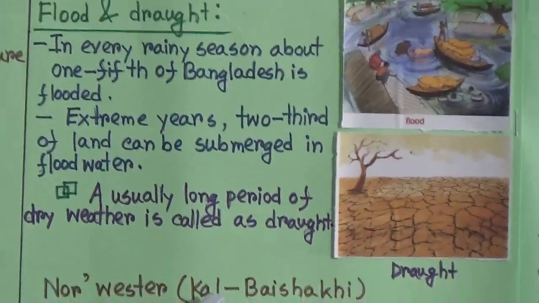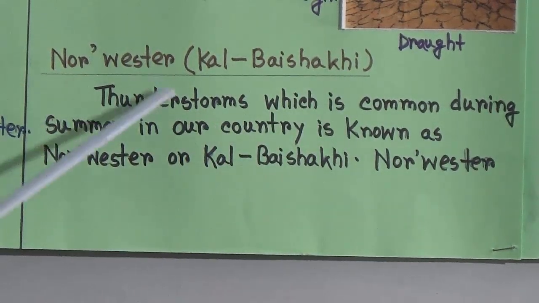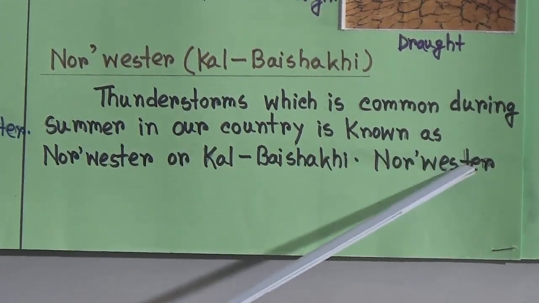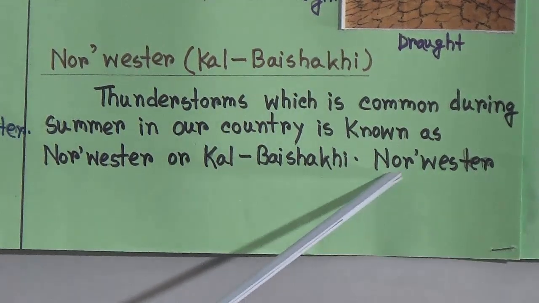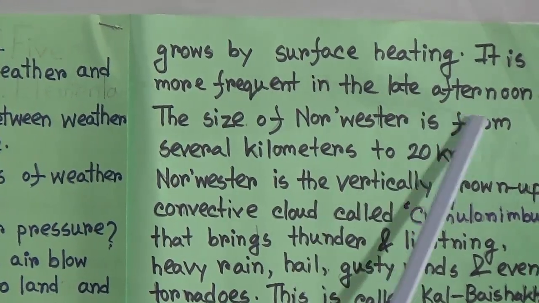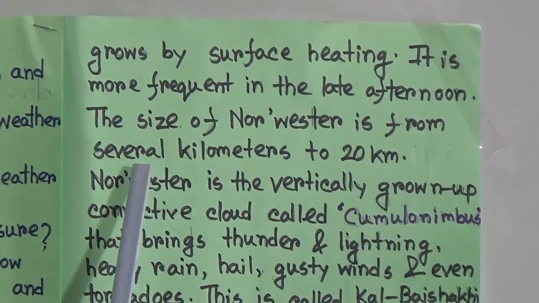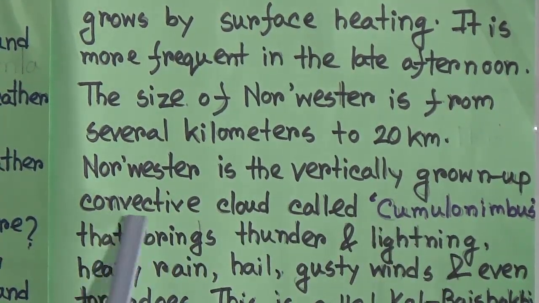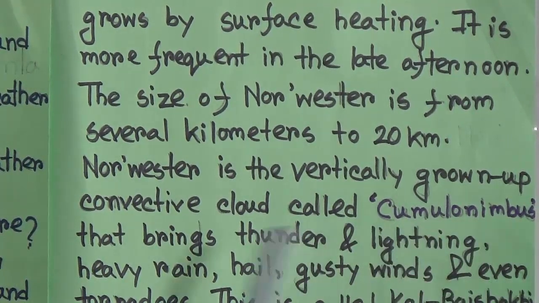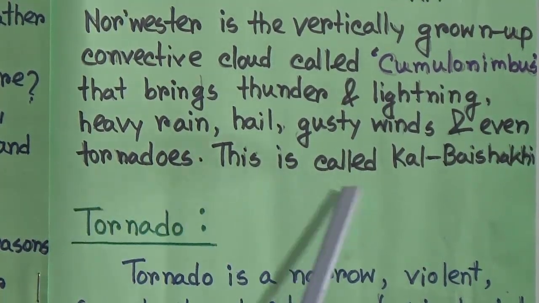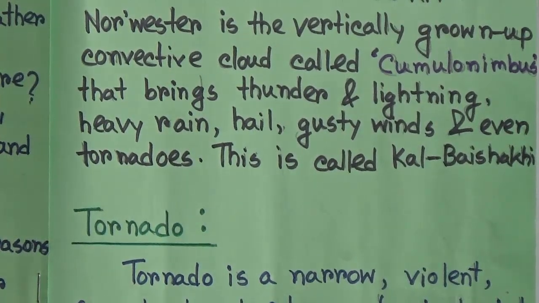Now come to nor'wester or kalboshaki. Thunderstorm, which is common during summer in our country, is known as nor'wester or kalboshaki. Nor'wester grows by surface heating. It is more frequent in the late afternoon. The size of nor'wester is from several kilometers to 20 kilometers. Nor'wester is the vertically grown convective cloud called cumulonimbus that brings thunder and lightning, heavy rain, hail, gusty winds, and even tornadoes. Normally this occurs in summer season in our country.